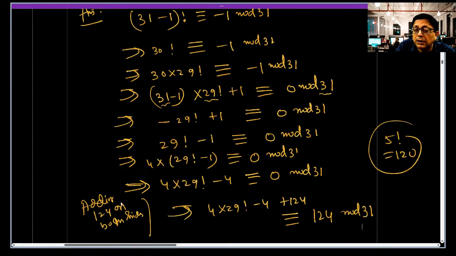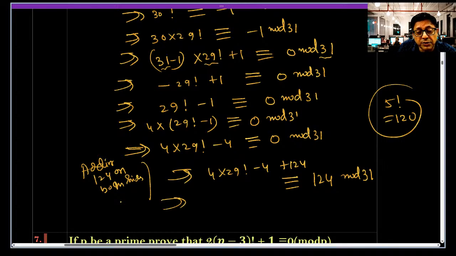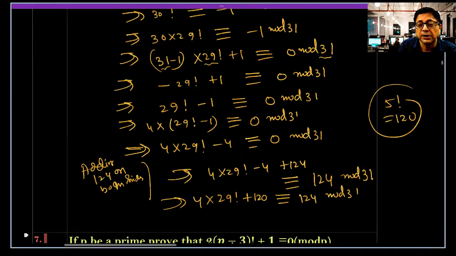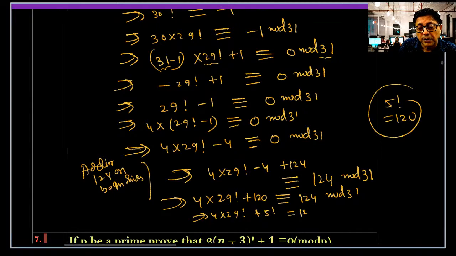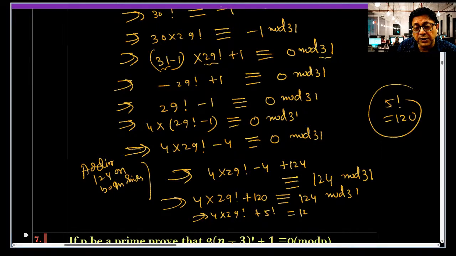mod 31. What is the advantage? You almost got it. 4 into 29 factorial, 124 minus 4 is what? This is congruent with, mod 31, this is factorial 5. 124 is divisible by 31, so it will be 0 mod 31. Is it correct? Done? Hope you have understood.